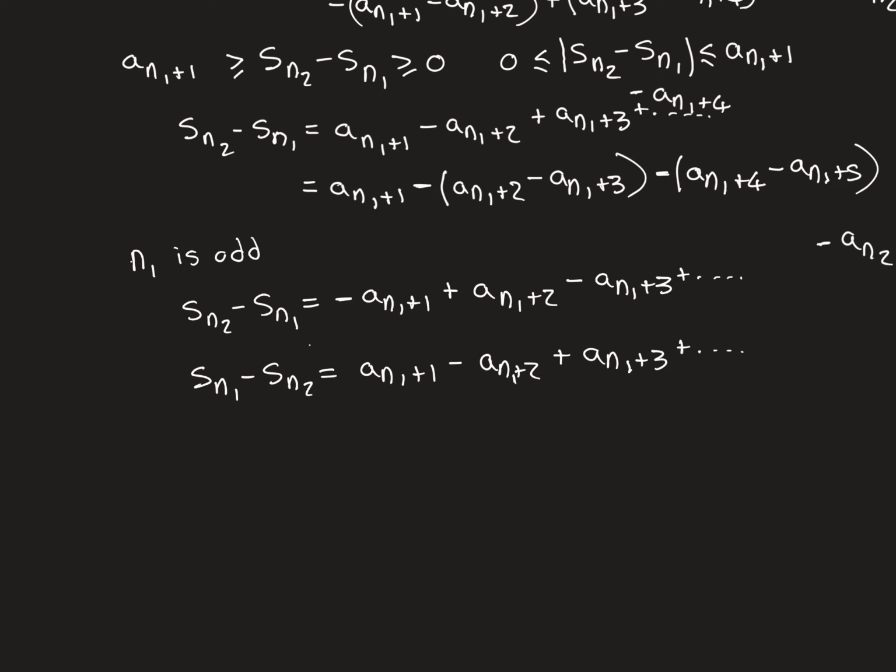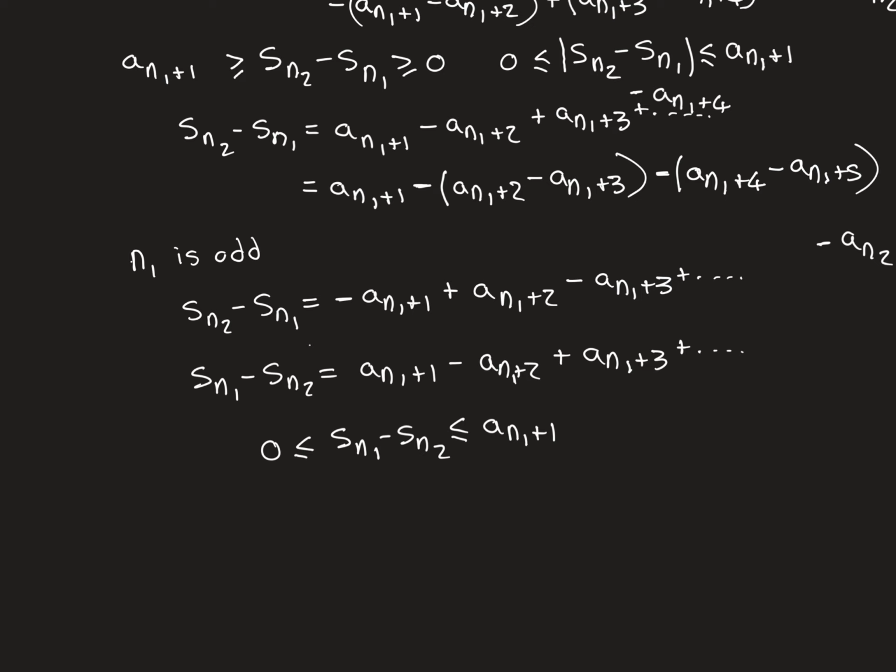And then you can apply the exact same arguments that we've done above to say that S_{n1} minus S_{n2} is going to be greater than or equal to 0 and less than or equal to a_{n1+1}. Those exact same arguments that we've done above. It's just this time we've swapped these round by sucking that minus 1 out of everything. But we can rectify that. Of course, we're interested in S_{n2} minus S_{n1}, but actually what we're interested in is the absolute value of that difference.